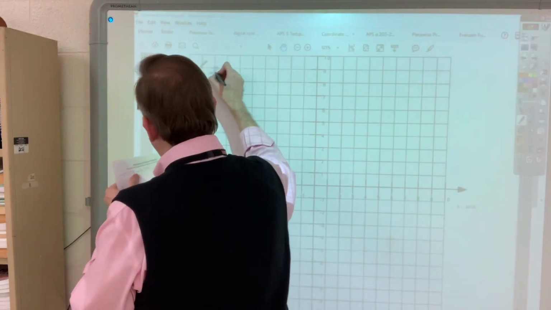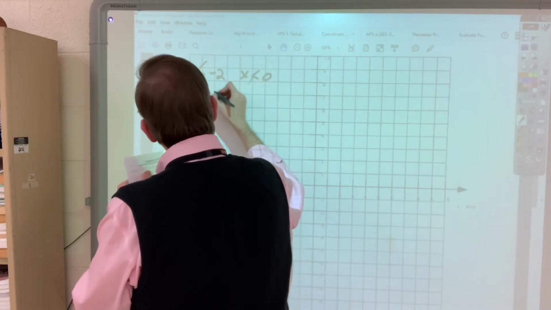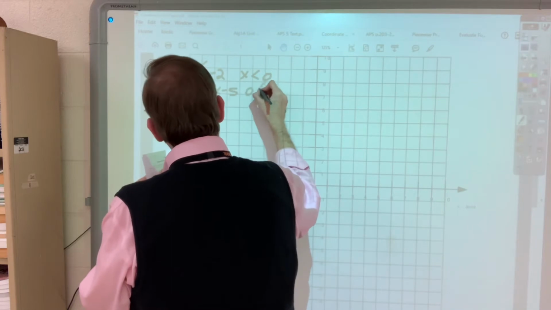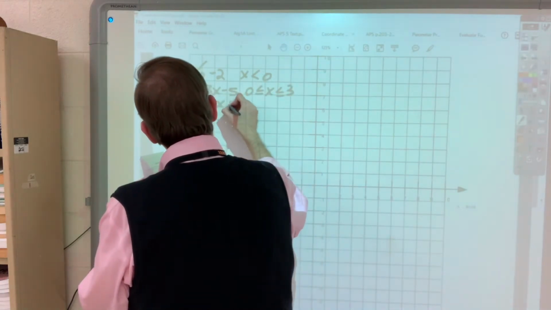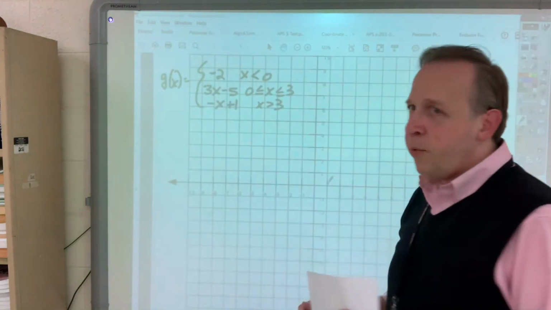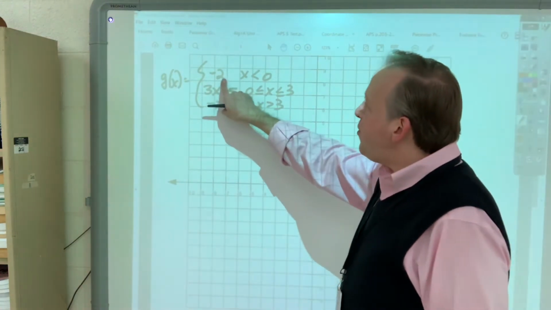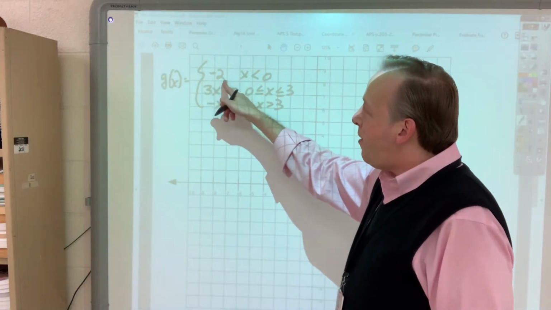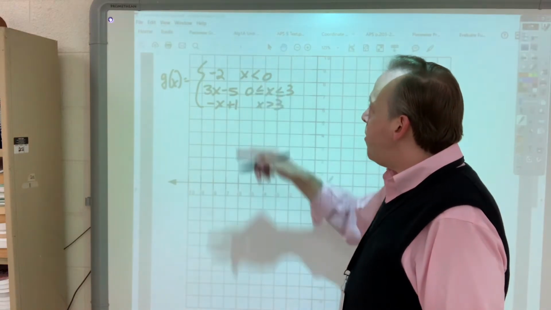The second function said the first piece is just negative 2 for any x less than 0. It's 3x minus 5 if x is between 0 and 3, and it's negative x plus 1 for x greater than 3. And again, you have this worksheet in front of you, so clearly you can see it. When it's just a number, it's actually kind of easy because that means that the y value will always be negative 2 for any x that's less than 0.